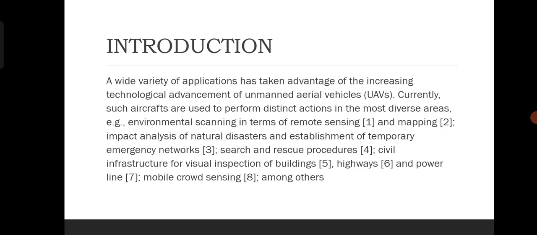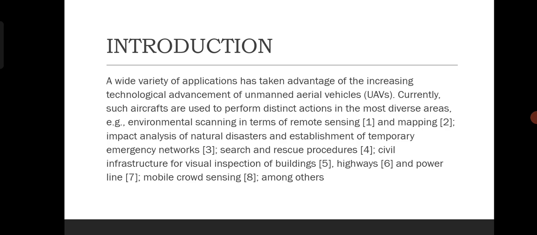A small introduction: a wide variety of applications have taken advantage of the increasing technology advancements of unmanned aerial vehicles. Currently, such aircraft are used to perform distinct actions in the most diverse areas: environmental scanning in terms of remote sensing and mapping, which play a major role in UAVs, impact analysis of a network disaster, and establishment of temporary emergency networks.